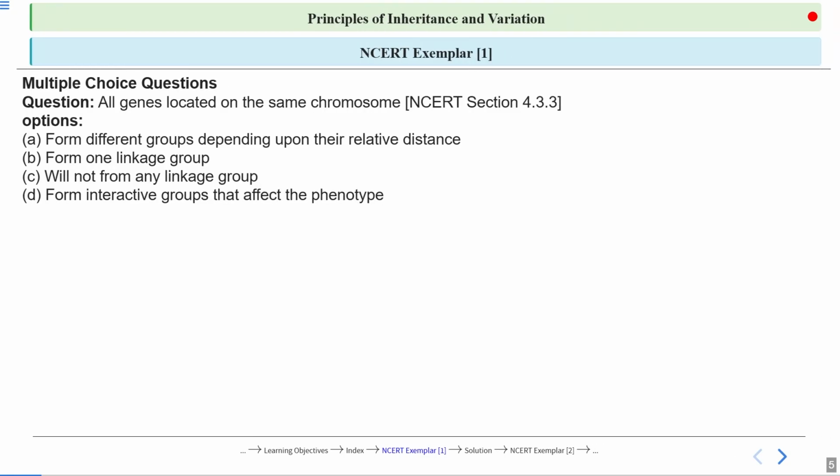Let's start with the first question. All genes located on the same chromosome. So these are multiple choice questions that we are discussing. What are the options? Option A, form different groups depending upon their relative distance. Option B, they form one linkage group. Option C, will not form any linkage group. And option D, form interactive groups that affect the phenotype. So what will be the correct answer here?